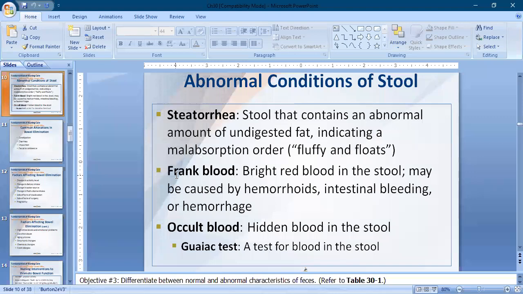Sometimes stool that contains blood is called frank blood. Bright red blood in the stool may be caused by hemorrhoids or piles, or intestinal bleeding. If your stool contains red blood, it indicates the blood is coming from the terminal part of the gastrointestinal tract, maybe from the rectum, maybe from the anus, or the terminal part of the large gut. But if the stool contains dark or blackish blood, it indicates the blood is coming from the small intestine, right?